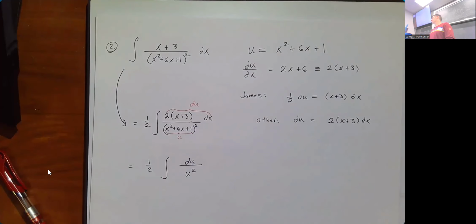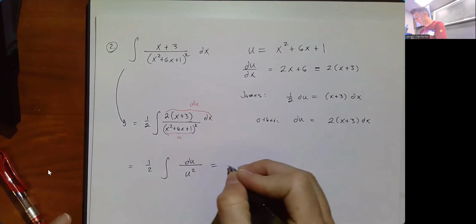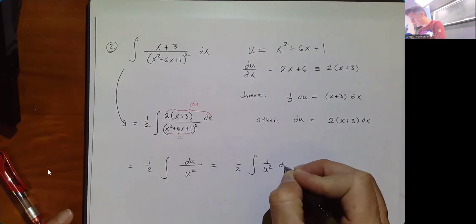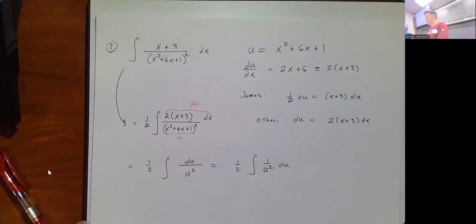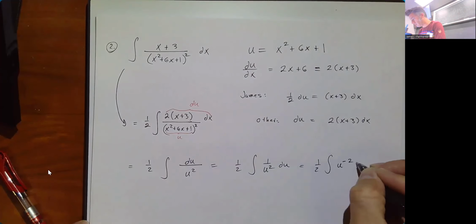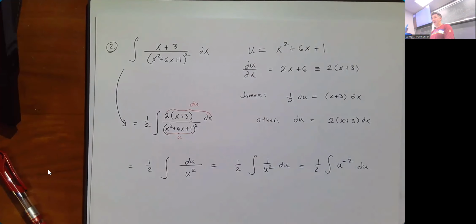I never like writing it like this, meaning I don't like writing du in my numerator. It just feels weird to me. You can certainly rewrite this as the integral of 1 over u squared times du. Or probably better, 1/2 times the integral of u to the -2 times du. That's actually how we should rewrite it, so we make it easy to integrate.